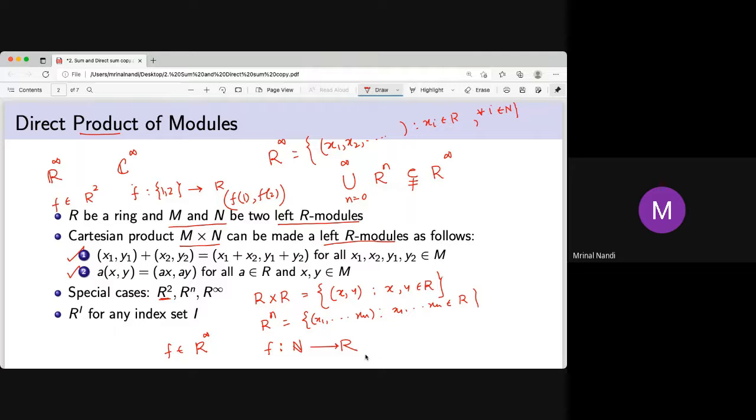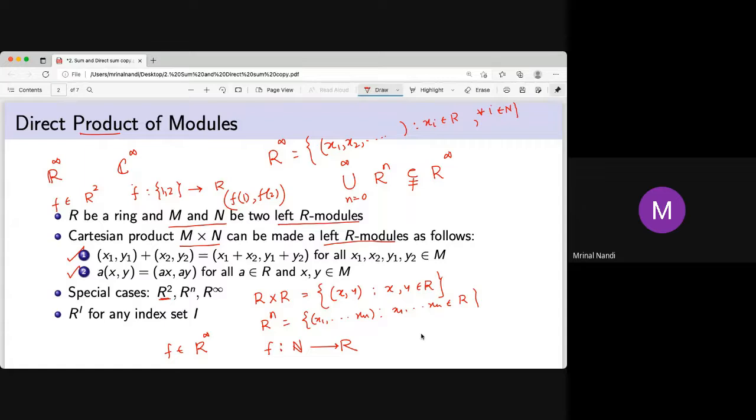So if the sequence is A1, A2, that means a function from natural number to R. The A1, A2, An may not be real numbers, they are in any abstract set. It may not be a ring, it's just a set R. Now f of 1 is just A1, f of 2 is A2, the second coordinate. So clearly, if it is 2 elements, then R square.